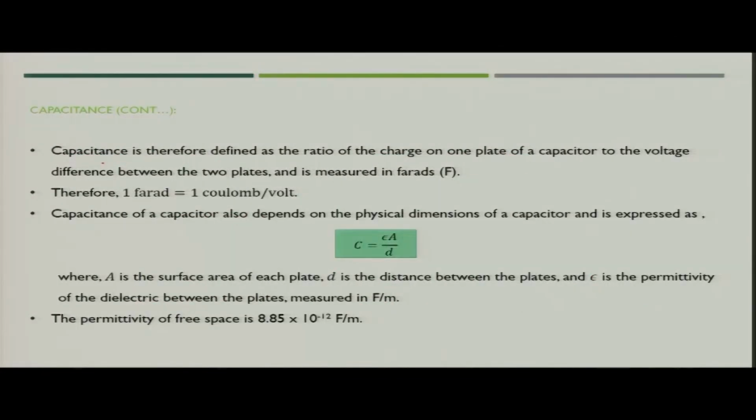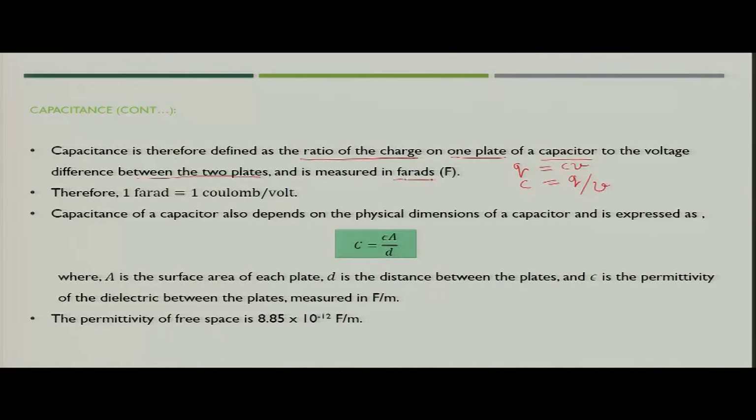So, how will you define capacitance now? Capacitance can be defined as the ratio of charge on one plate of the capacitor to the voltage difference between the two plates. Earlier we saw Q is nothing but C into V, so C would be Q by V. It means the ratio of charge on one plate of the capacitor to the voltage difference between the two plates.